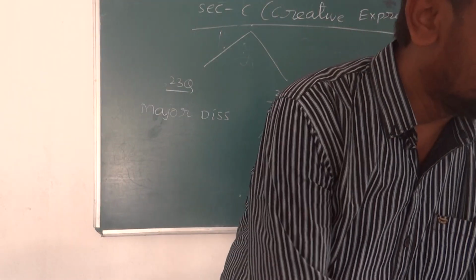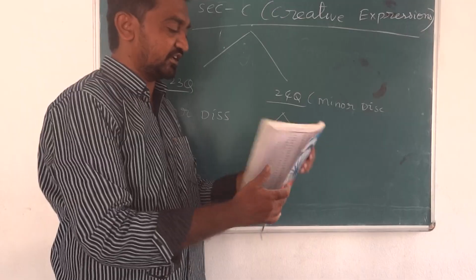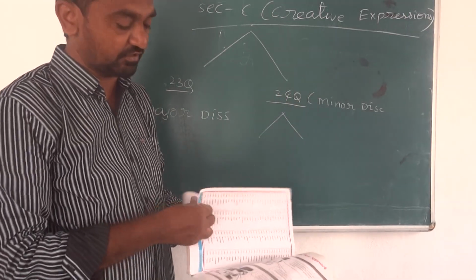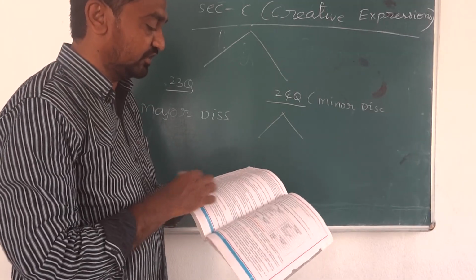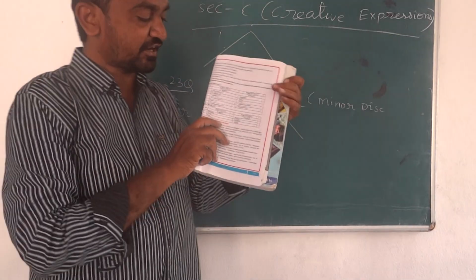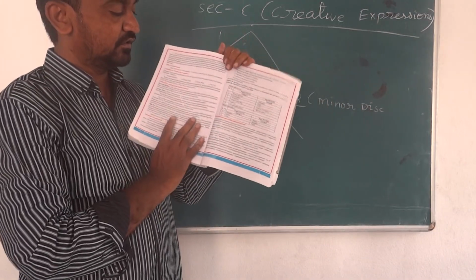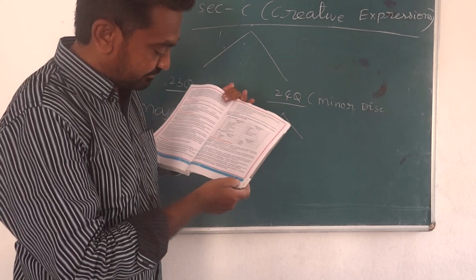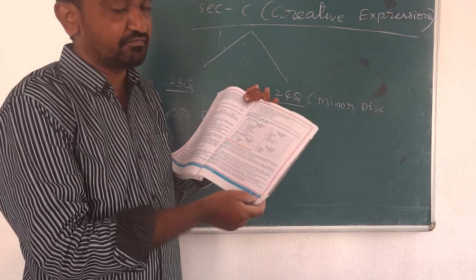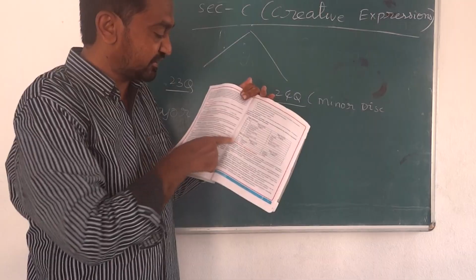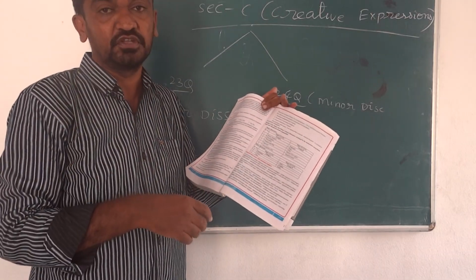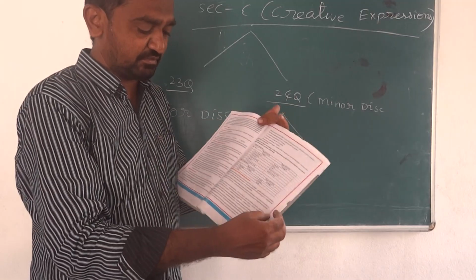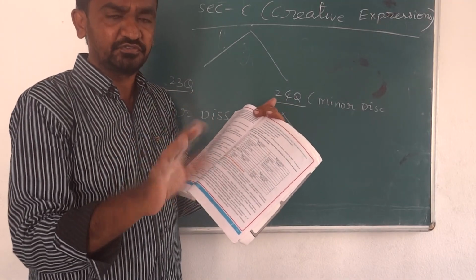Here is one table. If you go to the back of your class textbook, the 9th and 10th textbook, whatever the textbook, you can see the major and minor discourses. These are called major and minor discourses. It is printed on page number 259. In the old textbook it is page 259. If you have the new edition, maybe it is page 260 or 258.